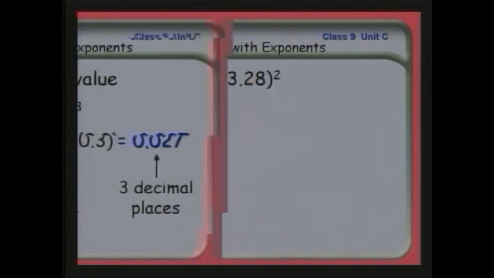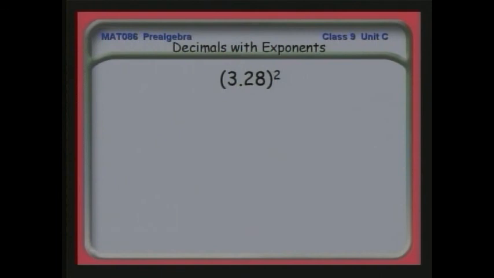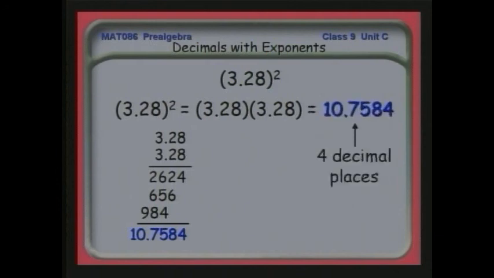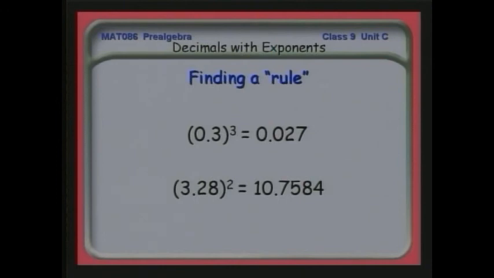Let's look at another example of this to see if we can get some kind of a rule. If I have 3.28 squared, that's 3.28 times itself. When I do that, I notice that my final result now has 4 decimal places. Notice that I have a square as the exponent and 2 decimal places. Think about 2 times 2. Let's see now if we can find the rule. 0.3 cubed gives me 3 decimal places. 0.28 squared gives me 4 decimal places.